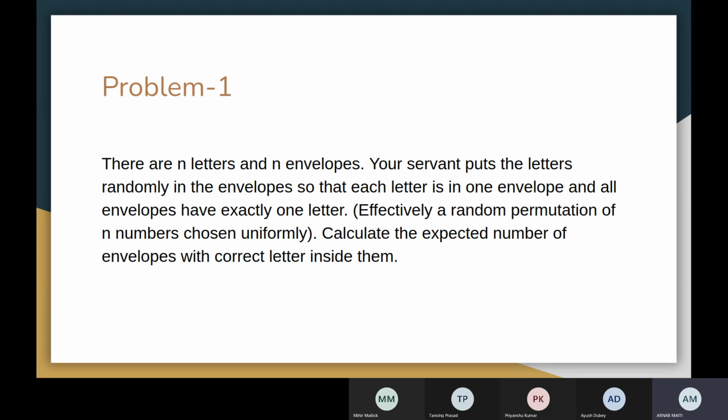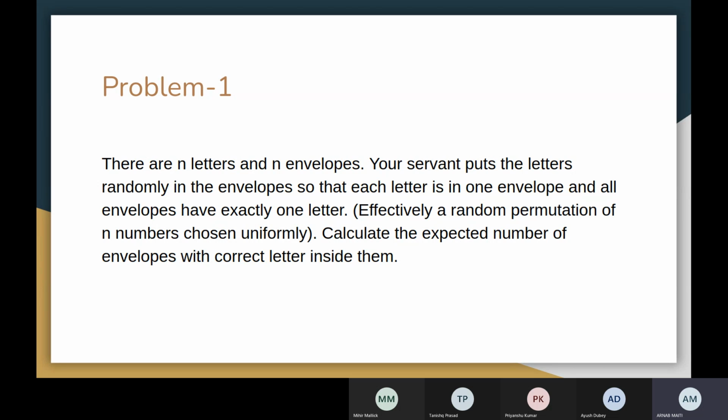So the first letter should ideally go to the first envelope, the second letter to the second envelope, and so on. That's the correct placement. If the first letter is placed in the first envelope, that's a correct placement. But if the first letter is kept in the second envelope, that's a wrong placement. So now the question is, what is the expected number of envelopes with the correct letter inside them? On expectation, how many envelopes will have the correct letter inside them? Envelope i should have letter i inside it. So you can have a look at the question again.